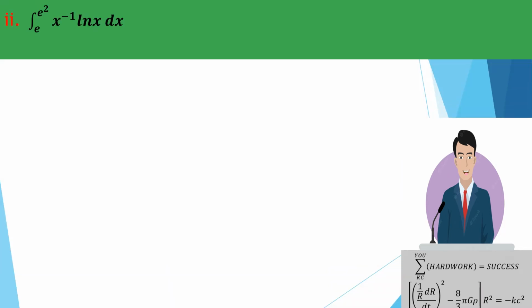Okay, so the next part of the question says the integral from e to e squared of x to the negative 1 ln x with respect to x. What students are usually tempted to do when they see problems like this is this: it's a product function, one function logarithmic, the other algebraic. They use integration by parts, letting ln x be u, so du is 1 over x dx, and letting x to the negative 1 be dv, and when you integrate 1 over x, you basically have ln x.